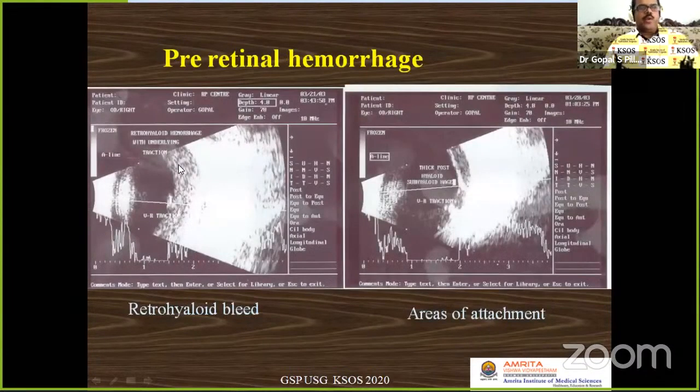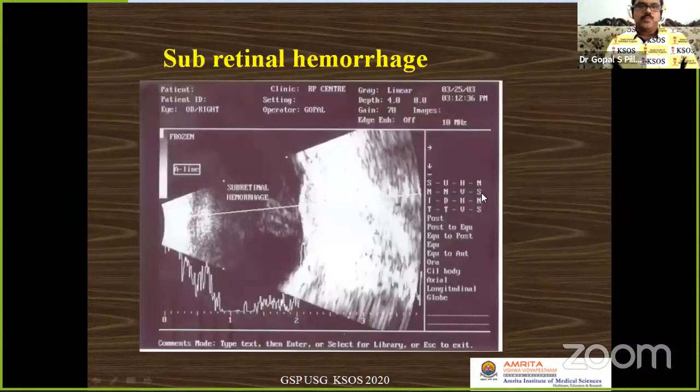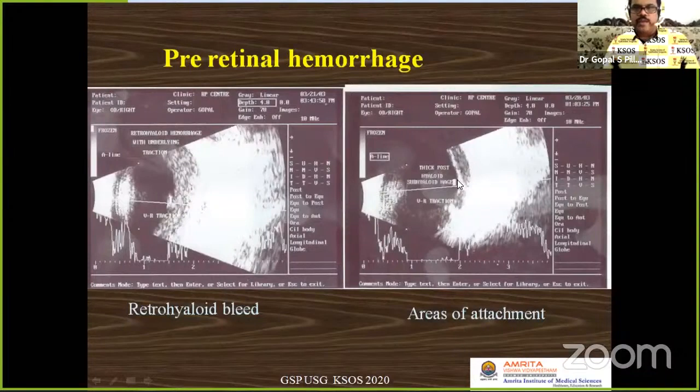And retrohyaloid hemorrhage is another important finding. Whenever there is a retrohyaloid hemorrhage, we understand that the vitreous is significantly lifted up from the retina. And so there is a space through which you can maneuver that posterior hyaloid, and the prognosis in such patients is extremely good. So these are retrohyaloid hemorrhages, and you can find out the actual area of attachment.